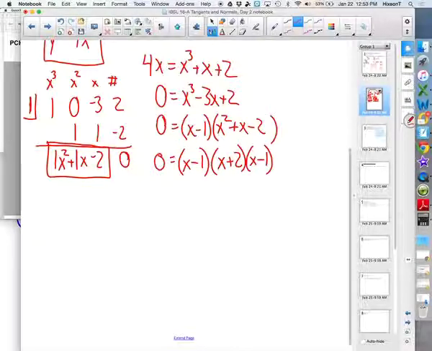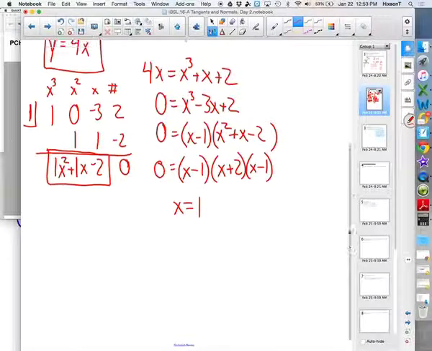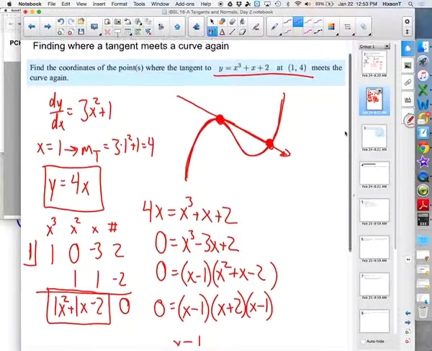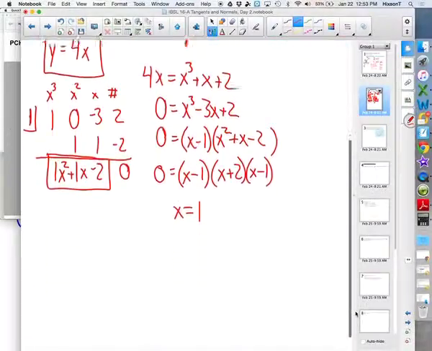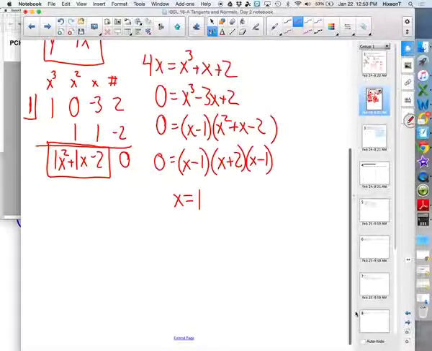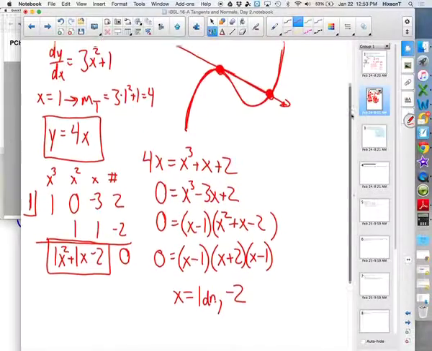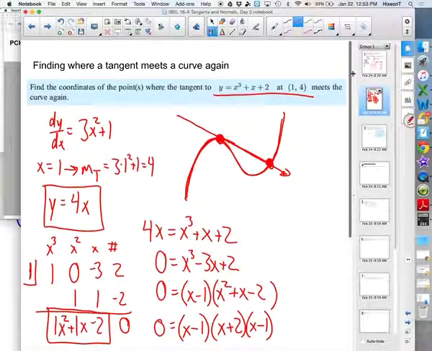So I know that my line is going to intersect when x equals 1, which I already knew because this is a tangent line. And by the way, notice the tangent line gave me a multiplicity of 2. So that's a double root. And then my other point is when x is negative 2. And that's really what we were looking for. We were looking for when this tangent line will meet the curve again. And you plug it into the original.